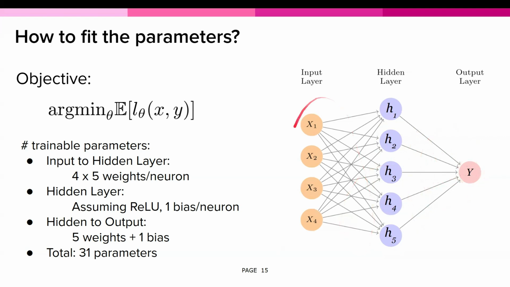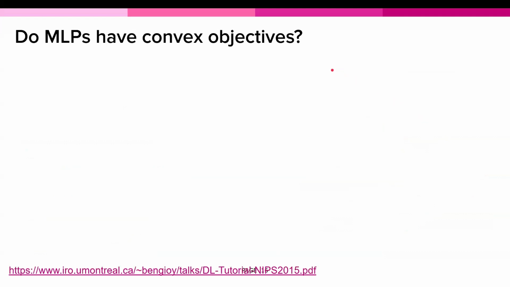Then we've got 20 weights, 5 biases is 25 parameters, plus another 5 weights and one bias. That's going to bring us up to 31 parameters. Okay, so we've got 31 parameters to fit for this multi-layer perceptron. Okay, so how do we fit these parameters? It'd be really nice if there were a closed form expression like we had in linear regression, where we could solve for the weights in one step.